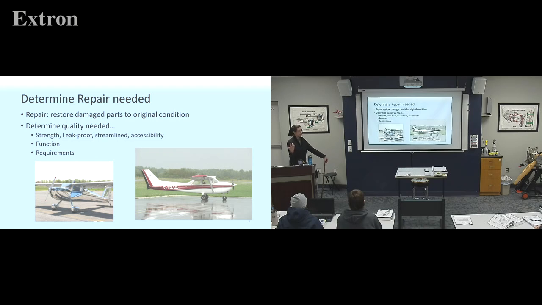Is strength important? Does it need to be leak-proof? Is it on floats? Does it need to be streamlined? Is it on the leading edge of a wing? What about accessibility? Can you get to the backside, or do you need to see if blind rivets are allowed? What is the function of it, and what requirements are listed in the manual? So, gathering all your information.